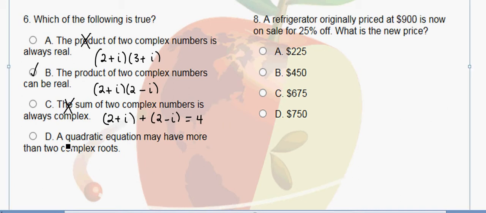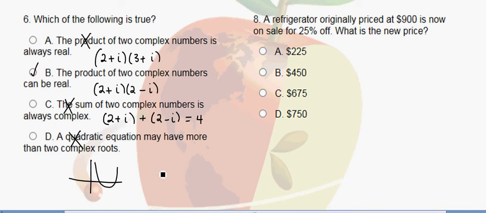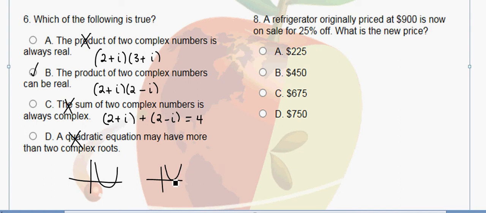All right, in part D, a quadratic equation may have more than two complex roots. So that's not true. So we know that quadratic equations have at most two roots. They could be real. It could be one real repeated root, or with multiplicity 2. Or if the parabola doesn't hit the x-axis at all, we would consider that two complex roots. But certainly roots always come in pairs with complex values. And for a quadratic, being a second degree polynomial, the most it can have is 2.